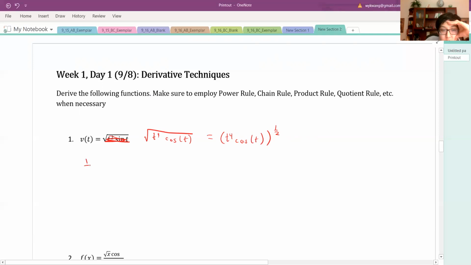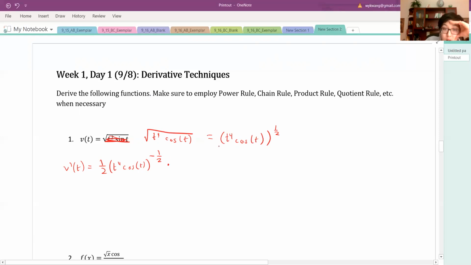So it would be 1/2, well, I'll just write this out more clearly, v prime of t will be equal to 1/2 times t to the 4th cosine of t, and then power rule, so I'm subtracting 1, so to the negative 1/2. Cool, power rule. But I'm not done, right? Because there is a function inside here. So I need to do chain rule. So I need to multiply by the derivative of t to the 4th cosine of t.